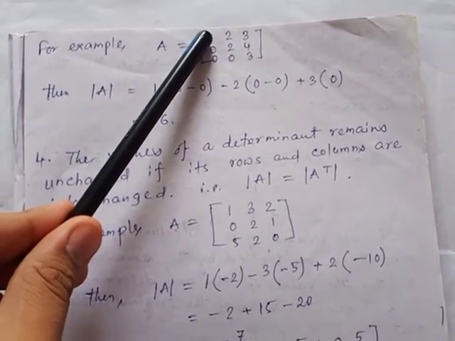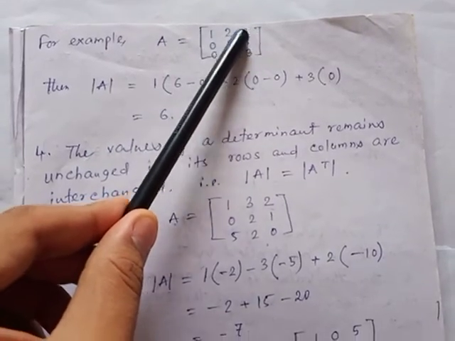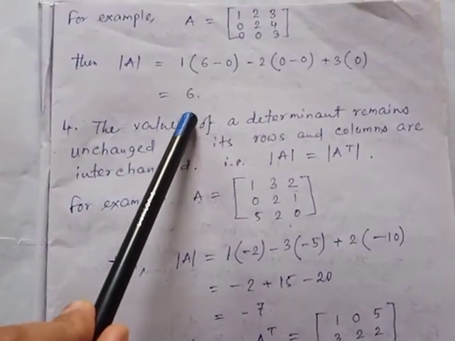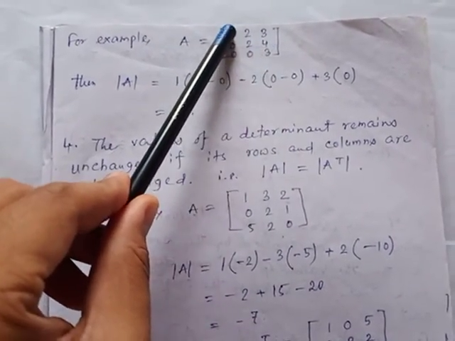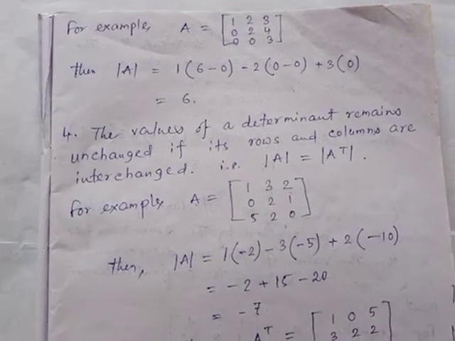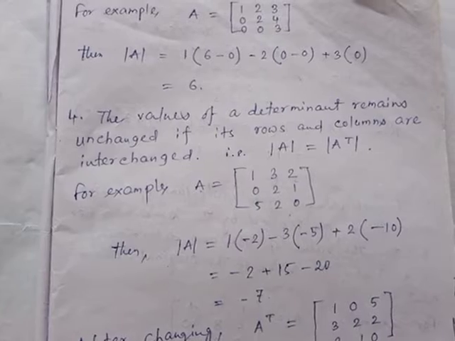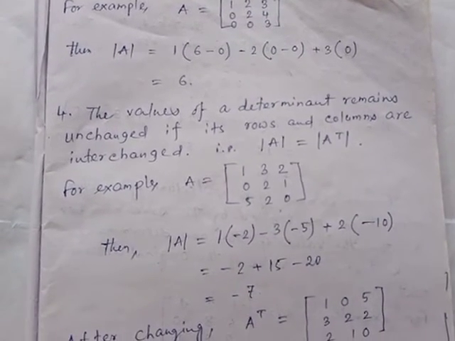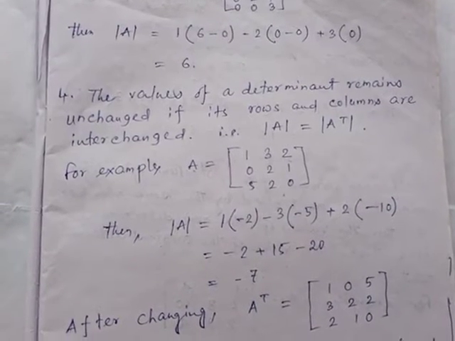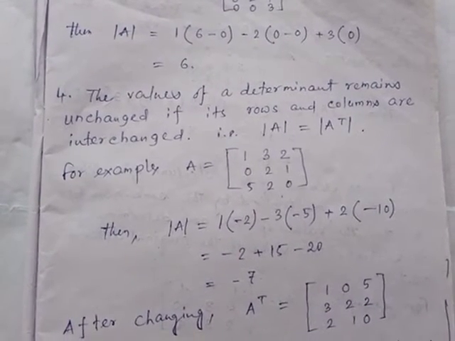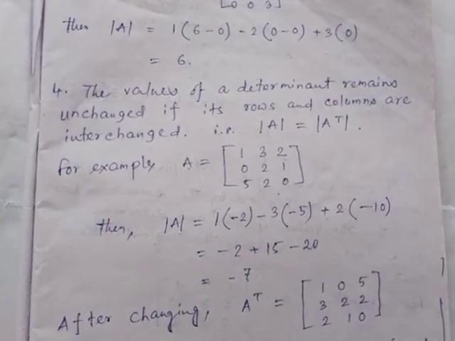So if we multiply according to the first row, we get 6. That means the value is the product of the diagonal elements, 3 into 2 into 1, which is 6. Now in number 4, the value of a determinant remains unchanged if its rows and columns are interchanged. That means if rows and columns are interchanged, the value of the determinant is the same. This is a very important rule.